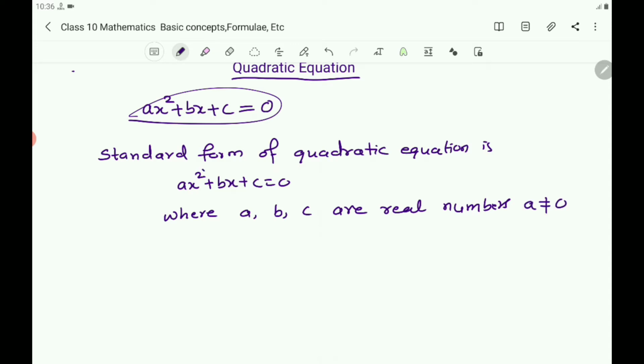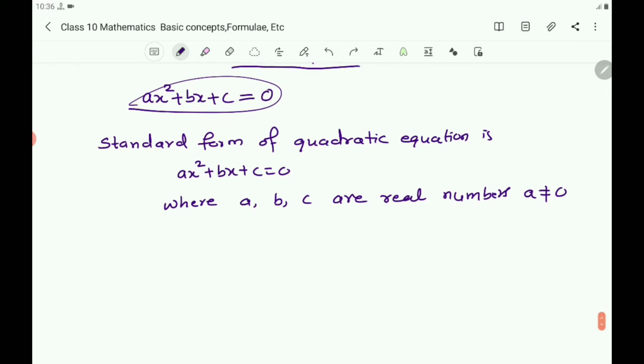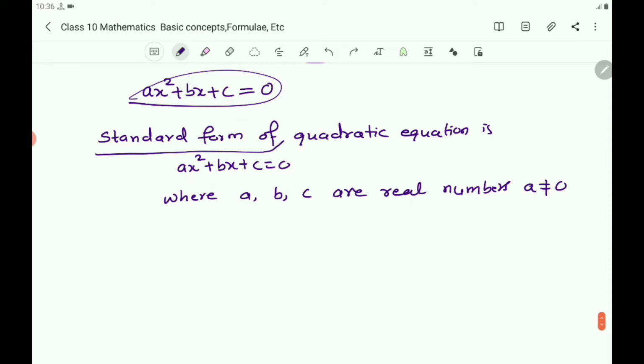If a becomes equal to 0, this term becomes 0 and it becomes a linear equation. You must know that. And this standard form is also termed as general form. So there may be a question in the question paper asking what the standard form or the general form of the quadratic equation is. You must know this, then you can recognize the answer easily. So the general form, or standard form, of quadratic equation is ax square plus bx plus c equals 0.